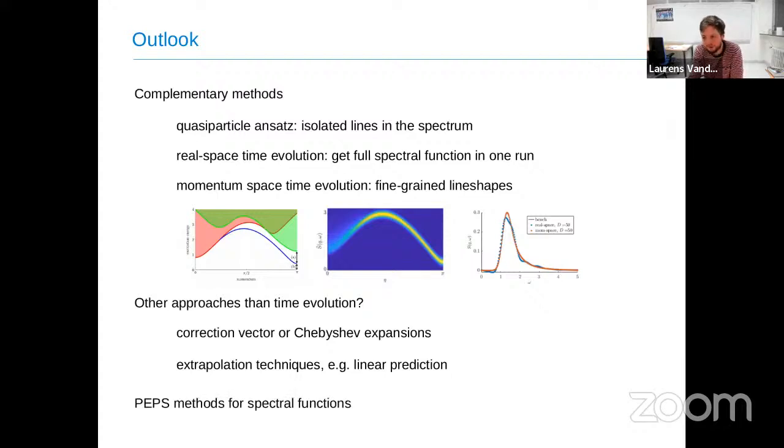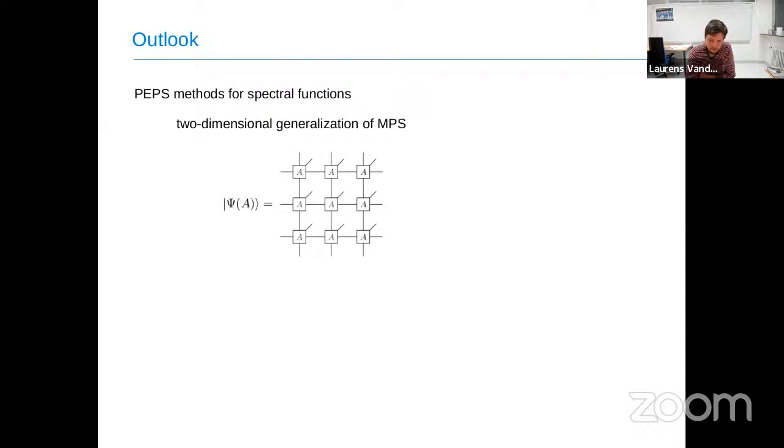Now, I want to conclude by saying that for 2D models, MPS methods allow you to do things that you cannot do with other methods. But I think the real way to go is using PEPS methods for spectral functions. And with 2 minutes left, I want to give an outlook on what we want to do with PEPS. PEPS are projected entangled pair states. These are more or less the straightforward generalization of MPS to 2 dimensions. You just take a 4-leg tensor and put them in a square lattice grid. This would be the ground state of your system.